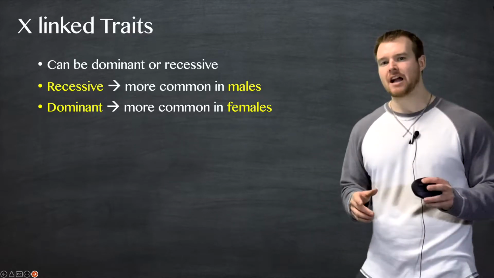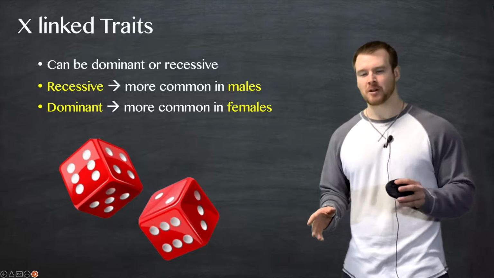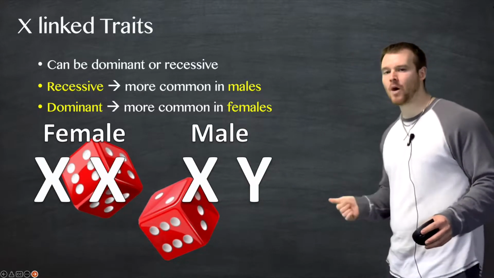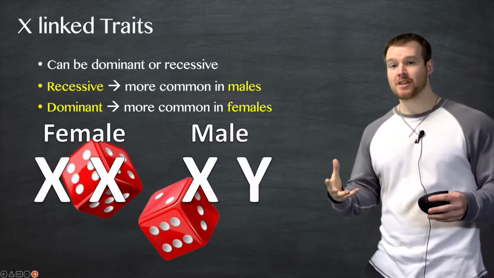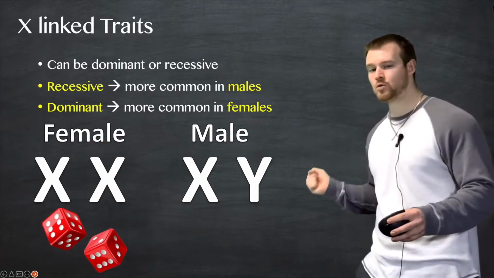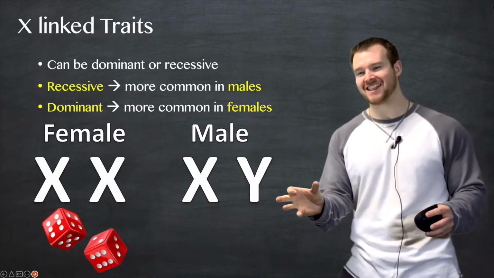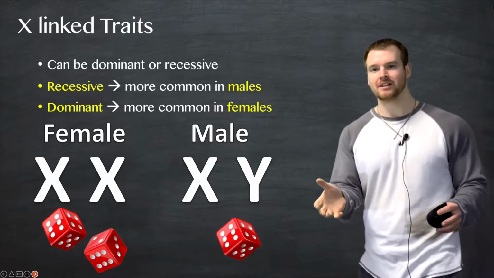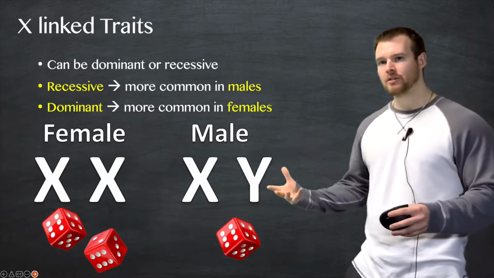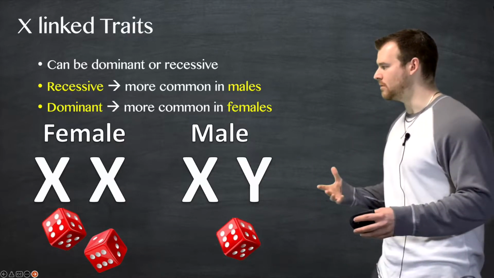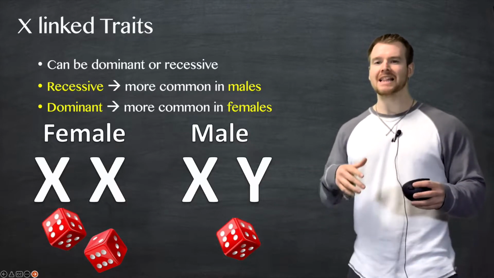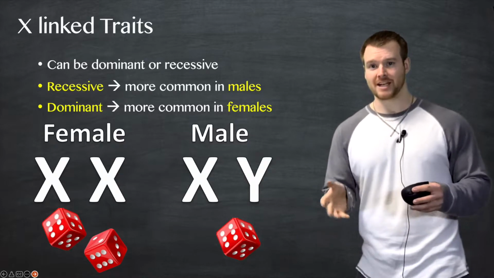I like to use the analogy of rolling dice. Because the female has two X's and the male has an X and a Y, the opportunity for them to have this trait is different. It's like the females have two rolls of the dice to see if they're going to get this one, and the males have one roll. To see how that makes it more probable for dominant traits in females and for recessive sex-linked traits in males on the X chromosome, let's imagine that these were actually rolling dice.